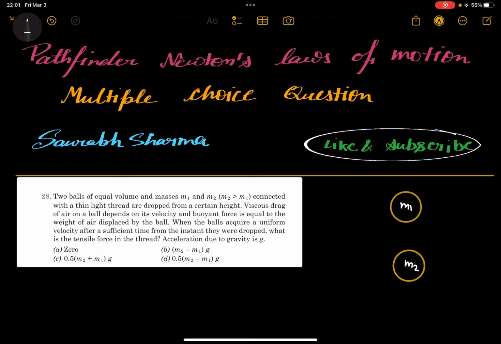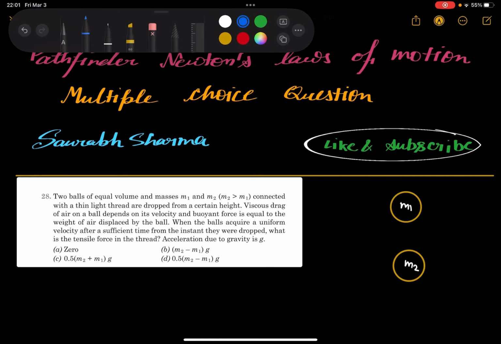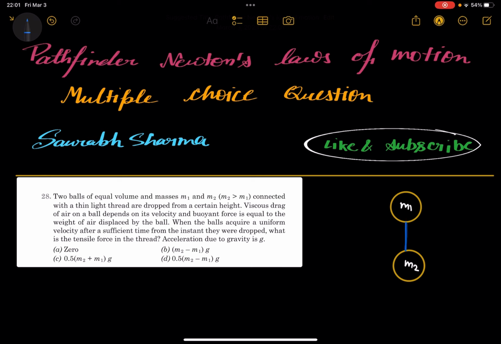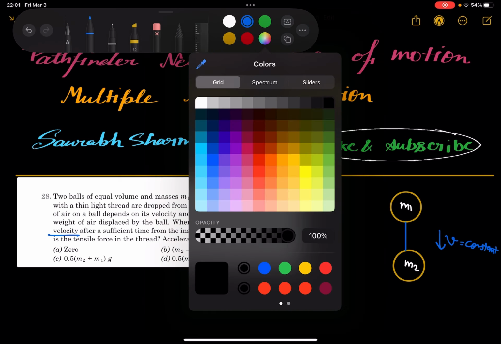It is connected via a string, so this is a string or thread like this, and we release it. m2 will come down and m1 will go up, but both are moving with a uniform velocity v. At this instant, if the velocity is constant, it means all forces acting on this system are balanced. So let's check how many forces are acting, one by one.